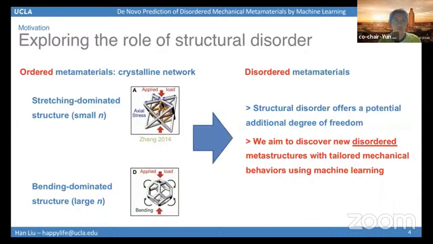In contrast to ordered metamaterials, we extend the concept of metamaterials to disordered structures. That is, instead of solely relying on crystalline patterns, we expect structural disorder could offer a potential additional degree of freedom to tune mechanical behaviors of metamaterials. And we aim to discover new disordered mechanical metamaterials with tailored mechanical behaviors using machine learning.